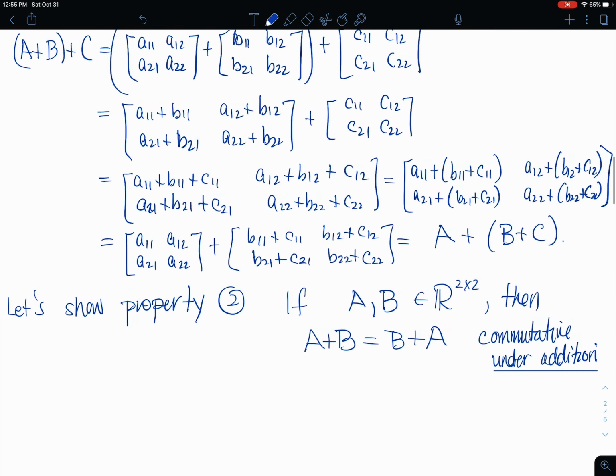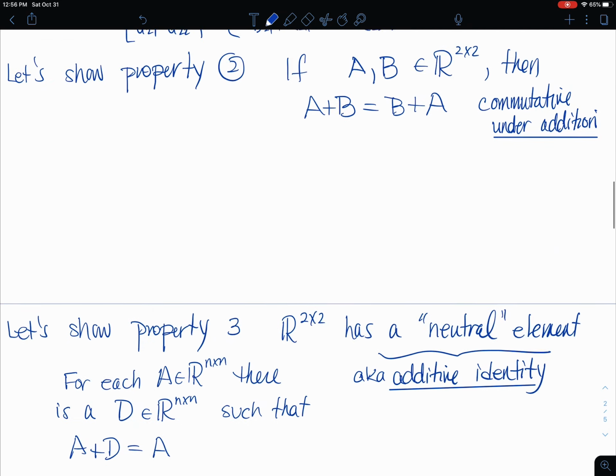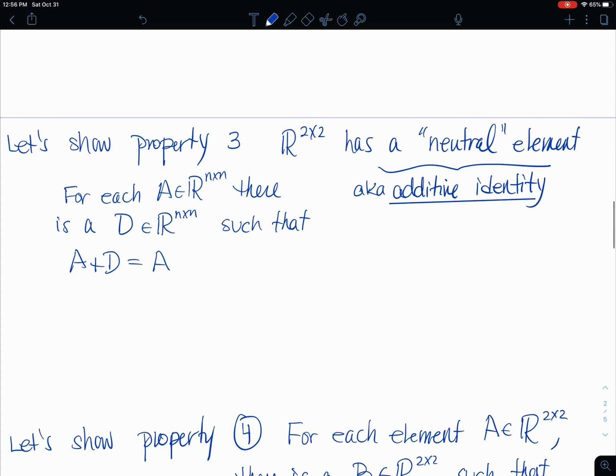We could do the exact same thing to show that matrix addition is commutative. And again, I'm just going to post this in the notes, so I'm going to have that written down if you want to see the gory details. We're going to also show there's a neutral element. So this one's important. This neutral element, the additive identity for matrices, is just the 0 matrix.